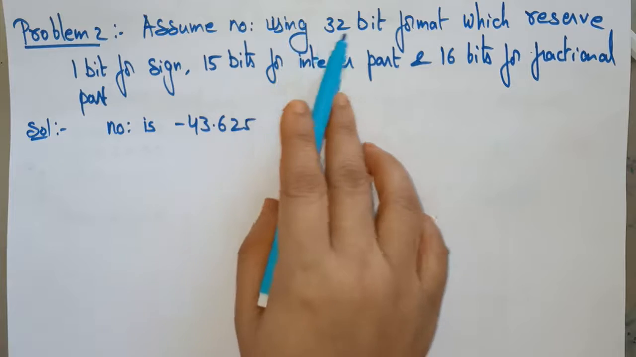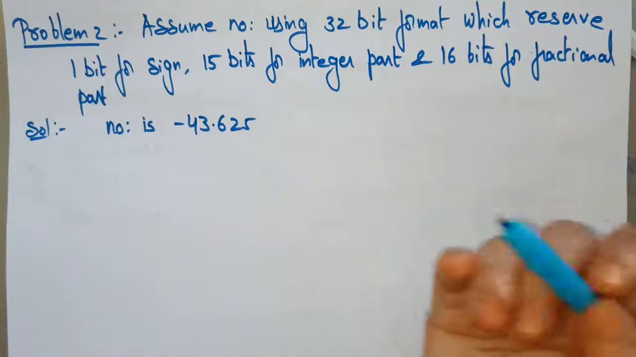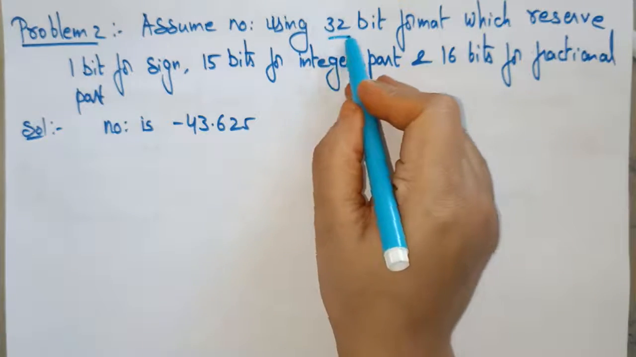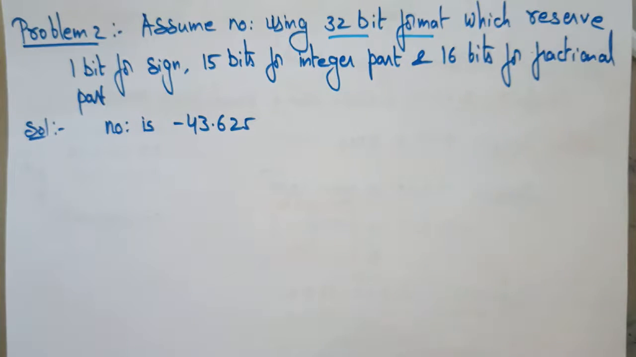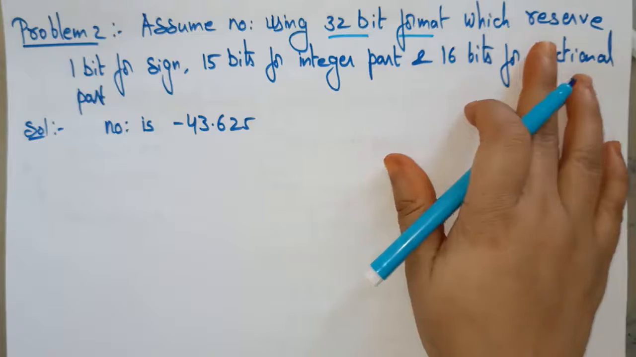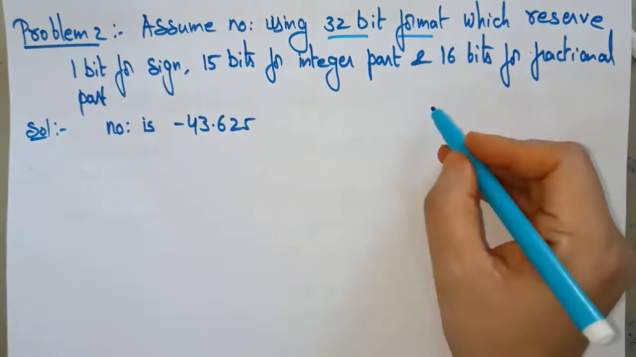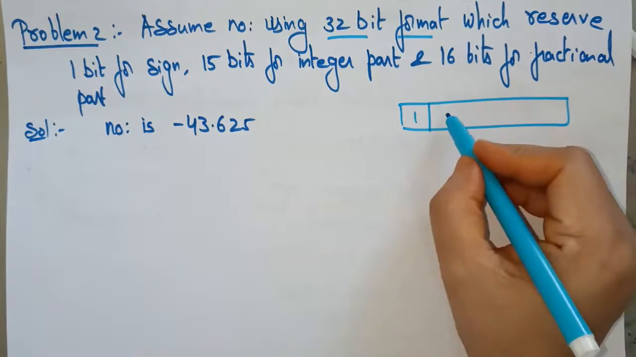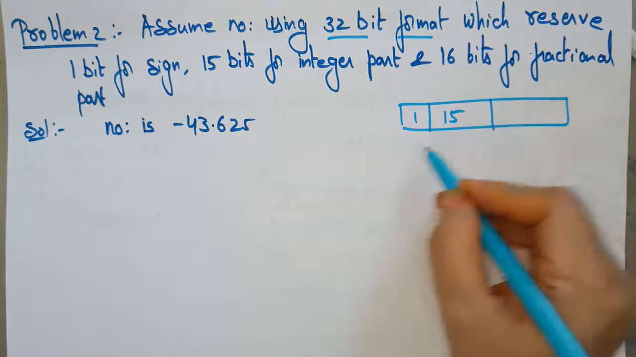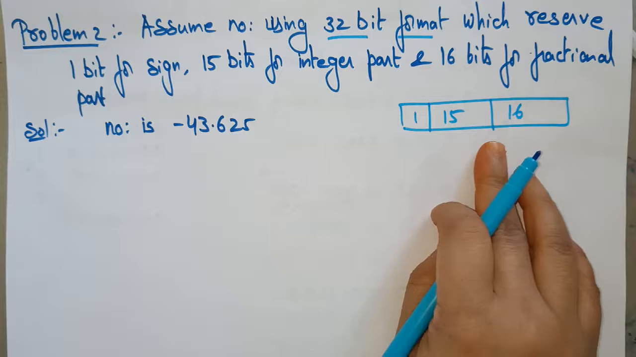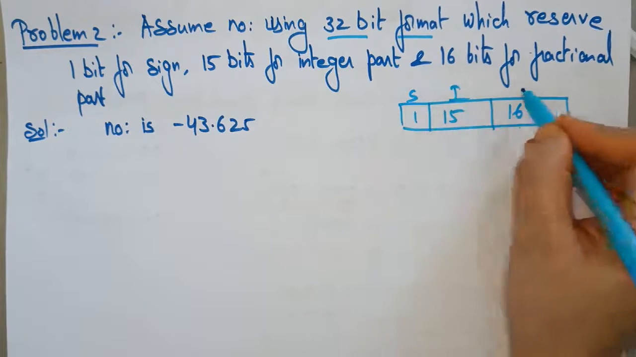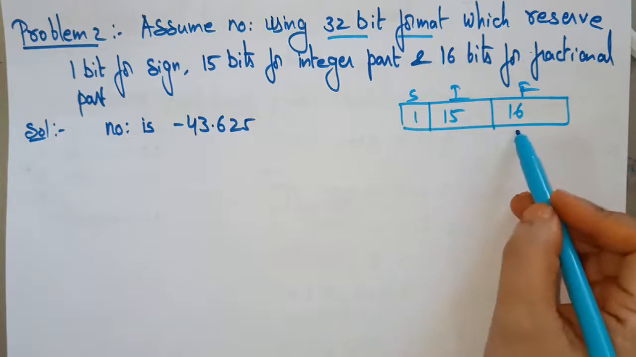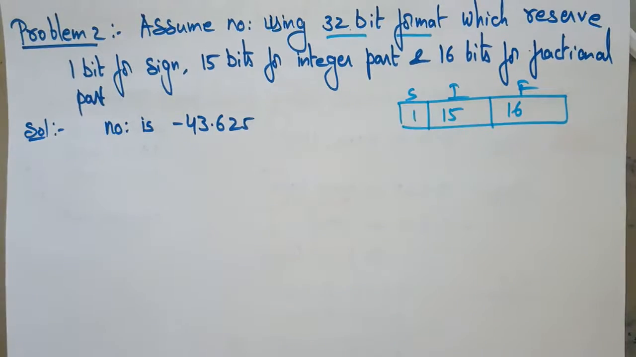Assume number using 32-bit format. So here we have to represent the binary number in 32-bit format. Remember students, we have to represent it in 32-bit format, which reserves 1 bit for sign bit. So 1 bit is for sign bit and 15 bits is for integer part and 16 bits is for fraction part. Sign bit, integer part and the fraction part. Anyhow 16 plus 16, 32. Total 32 bits we are getting.